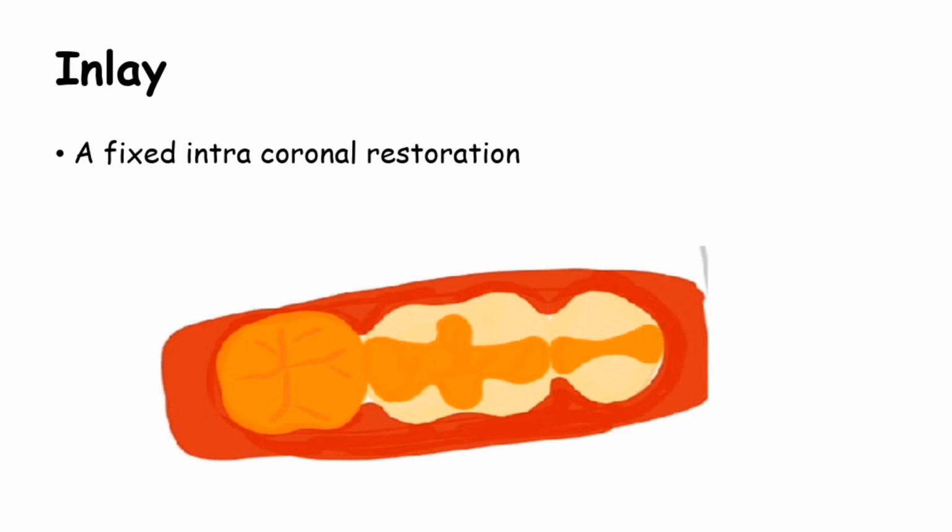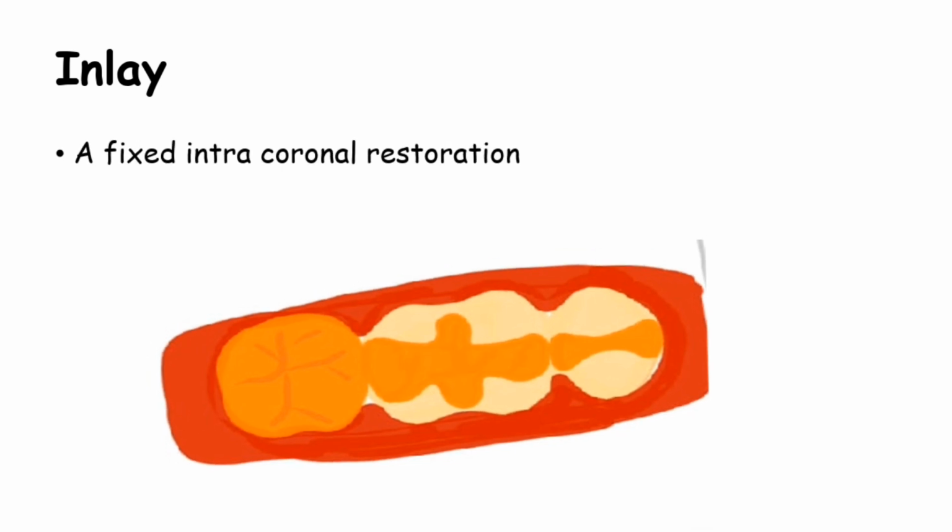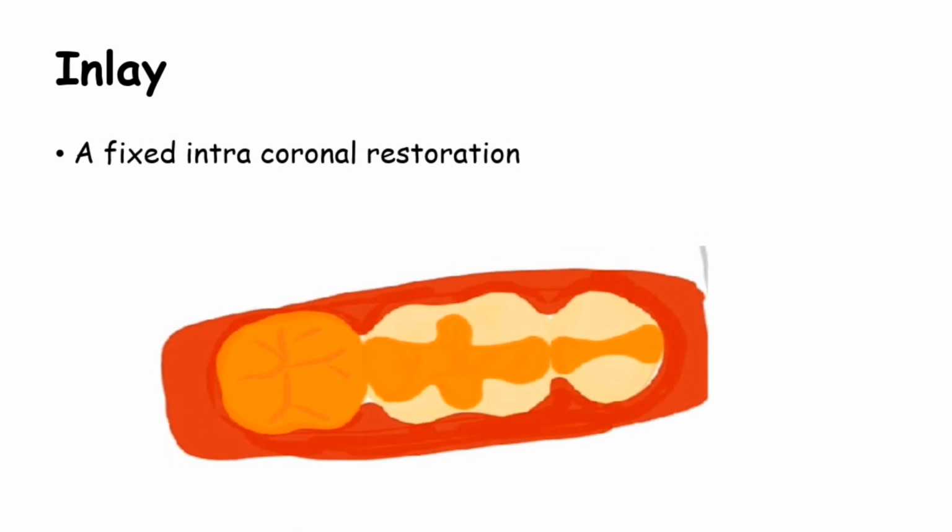The other one is inlay. An inlay is a fixed intracoronal restoration. It covers the space between the cusps of the teeth. You can see the molars and also a premolar. The second molar is covered entirely; its occlusal surface is entirely covered by an onlay. Now you can easily differentiate between inlay and onlay.